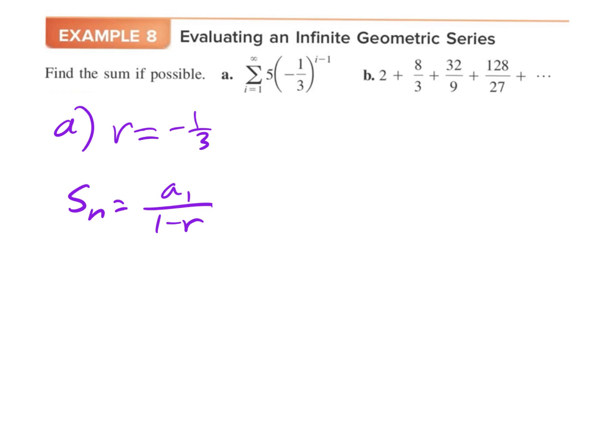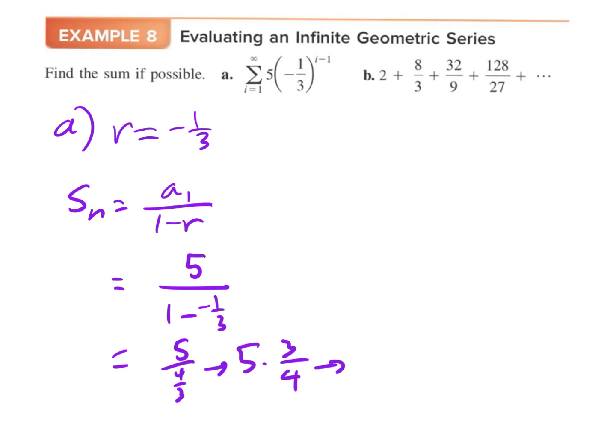Well, I got to actually figure it out. What is the first term going to be? It's just going to be 5, because if I plug 1 in here, this is 0, which means all of this is 1. So the first term is 5. So this is 5 over 1 minus -1/3, which is the same as 5 over 4/3, which is the same as 5 times 3/4, which is 15/4. That is the sum. It actually has a sum.